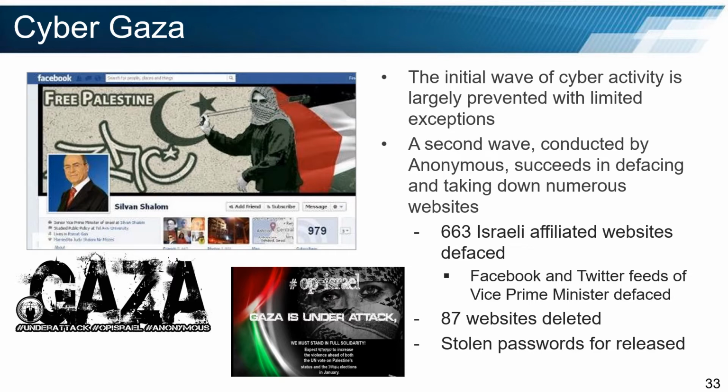Some Israeli.gov websites went down the weekend of December 8, 2012, but were restored by the following Monday. Over 663 Israeli websites were defaced, 87 pages were deleted, and thousands of stolen passwords were exposed. Additionally, the Facebook and Twitter feeds of the Vice Prime Minister of Israel were defaced. Thereafter, the impact on targets in Israel was minimal.